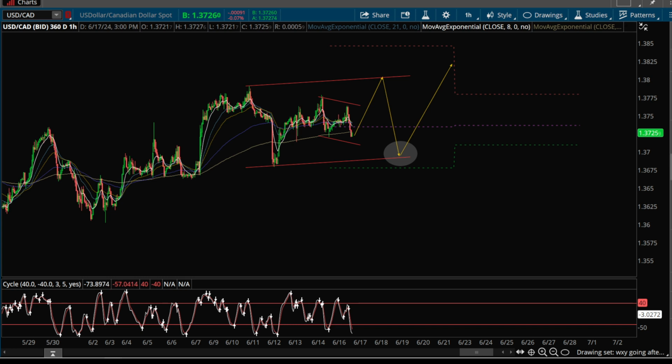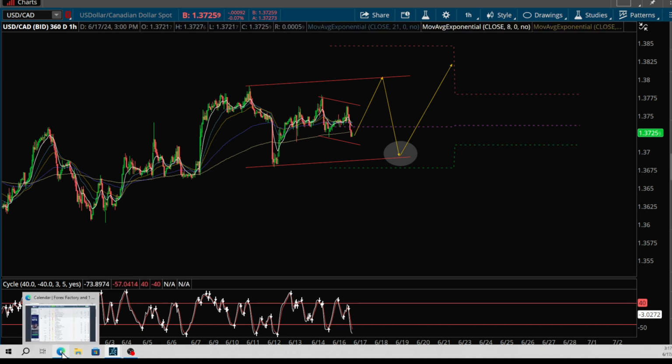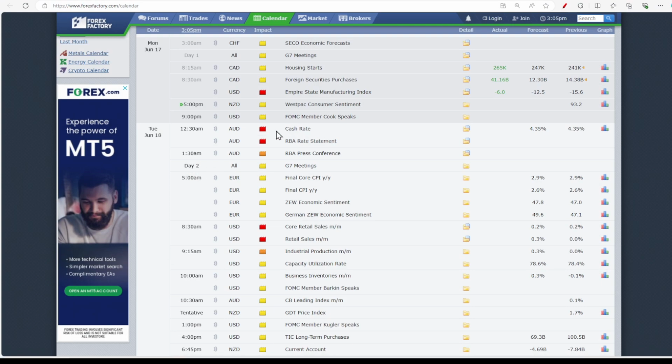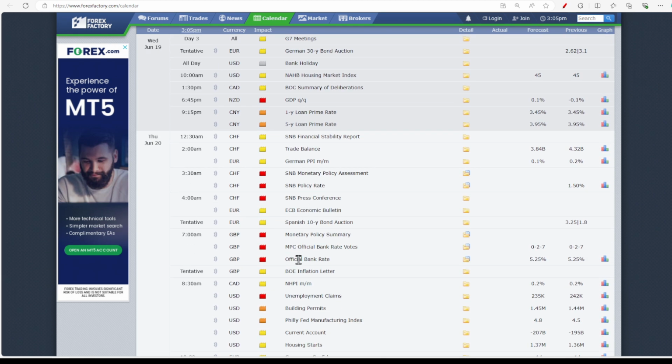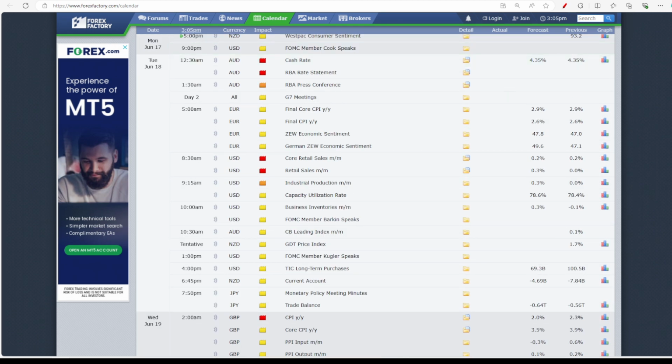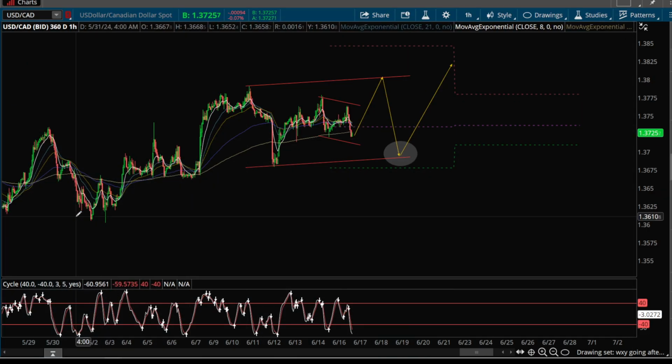Oh, you got Aussie news tonight, right? So watch out for that. Australian rate decision and press conference and stuff. So that is tonight. And then you also got pound on deck for Thursday and Swiss francs. So just keep an eye out for them. I do kind of like Aussie CAD though.